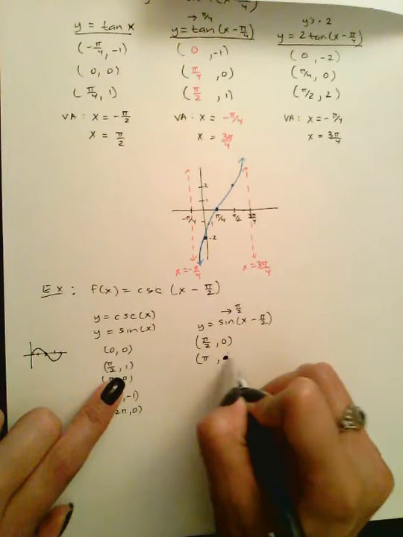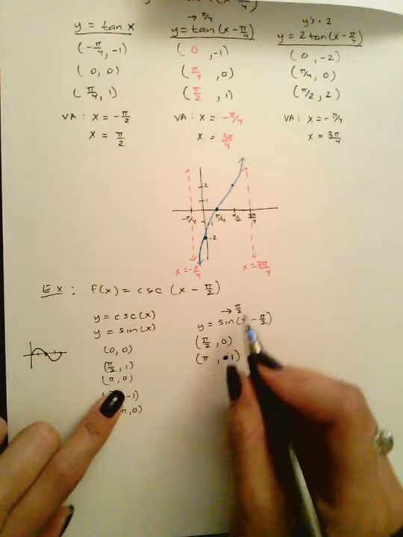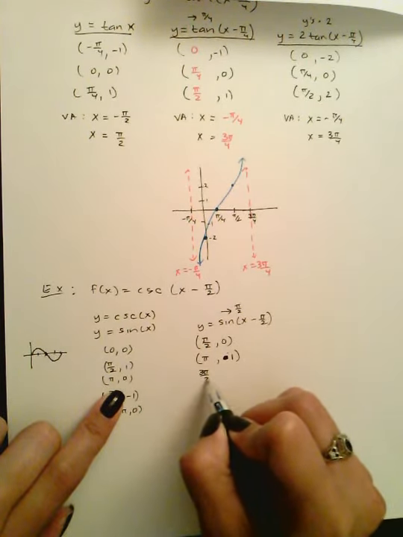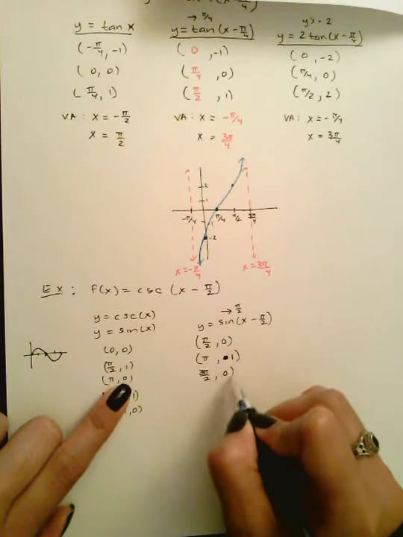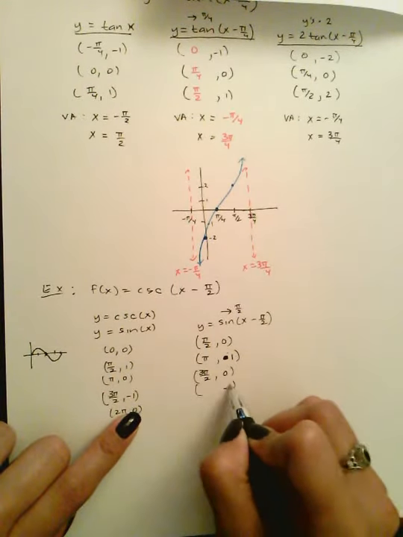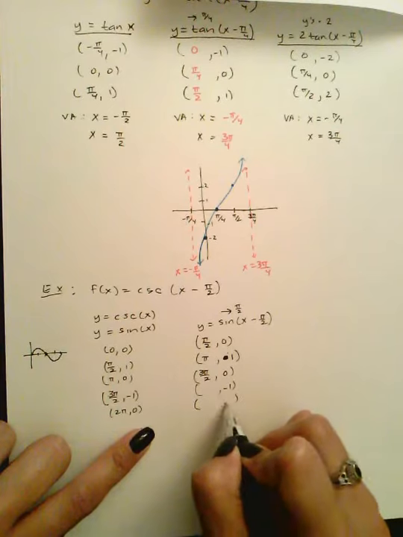And this should be a 1. And then pi plus pi over 2 gives me 3 pi over 2. And the y value is going to be 0. So the y values are basically staying the same. So let me go ahead and write out the y values.